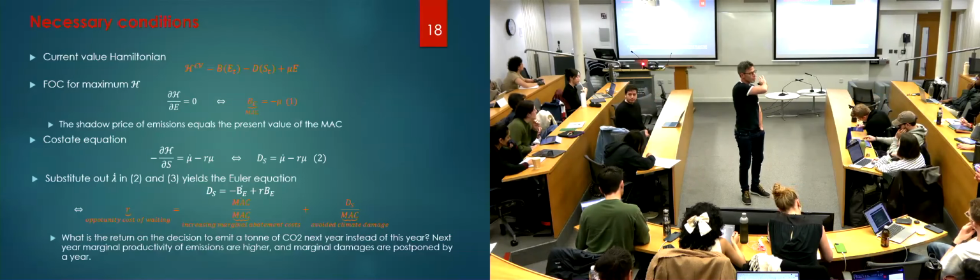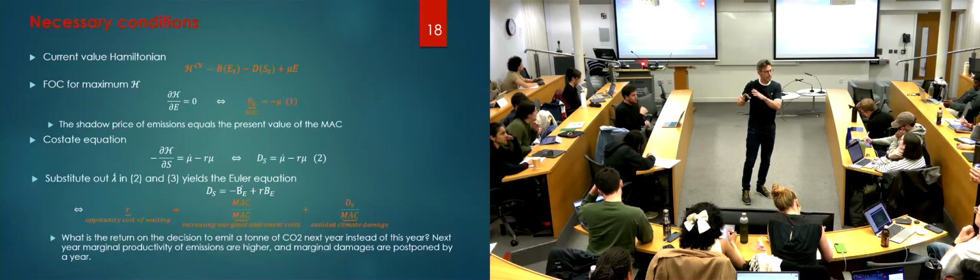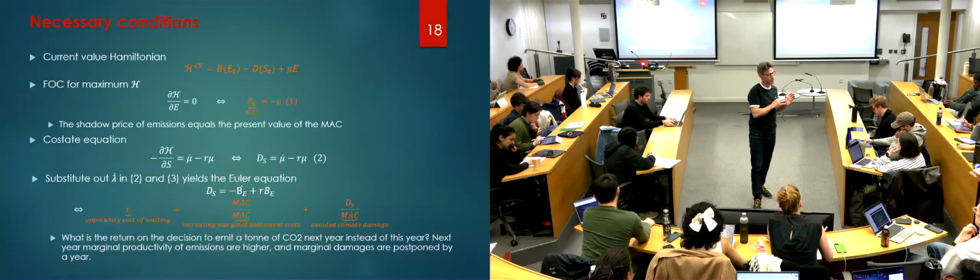Most of this literature uses lambda, but at some point, as we'll see later, I'm going to use lambda for the present value and mu for the current value shadow price.